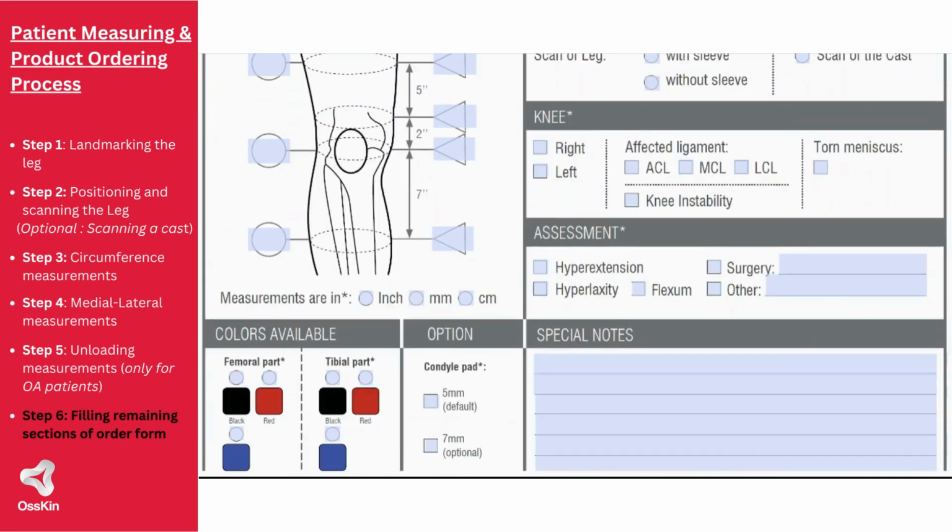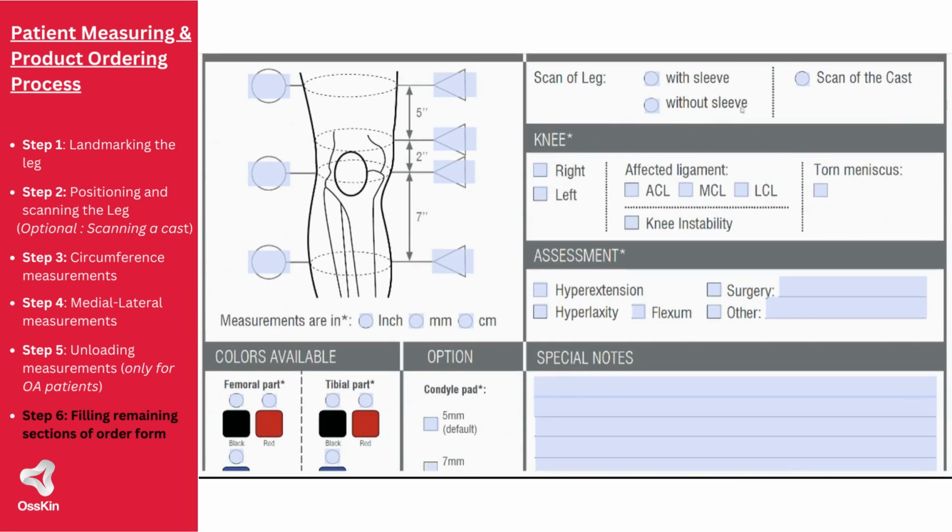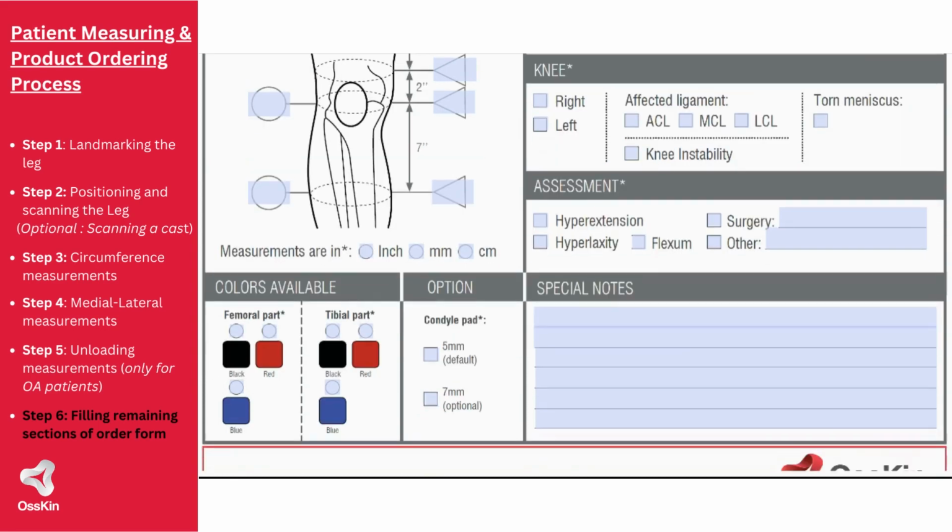In terms of measurements, the mLs and circumferences are the same. You want to enter those same measurements. You always want to scan the leg with the sleeve. And you also have the option of scanning of the cast if you are not able to scan that patient. Identify again if it's a right or a left knee, and then the affected ligament or a combined instability or torn meniscus. Also in the assessment, identify the same information as we did in the Evoke.